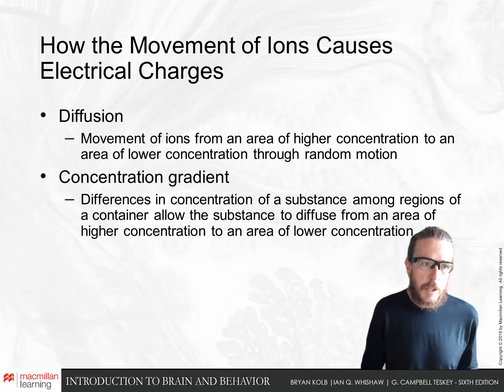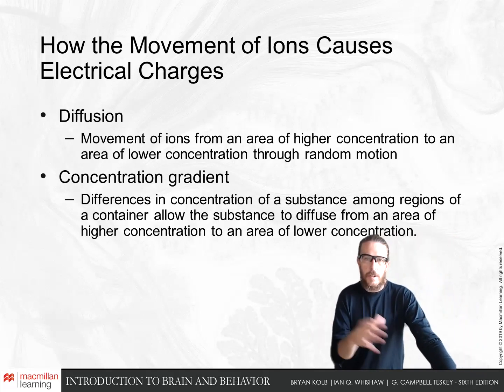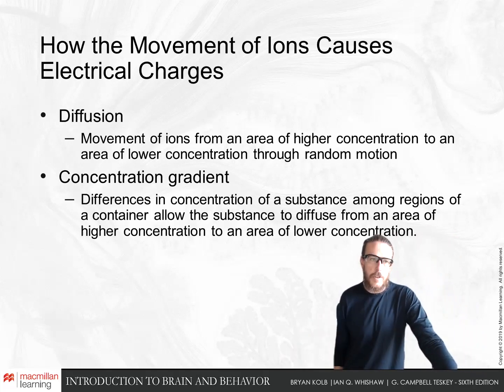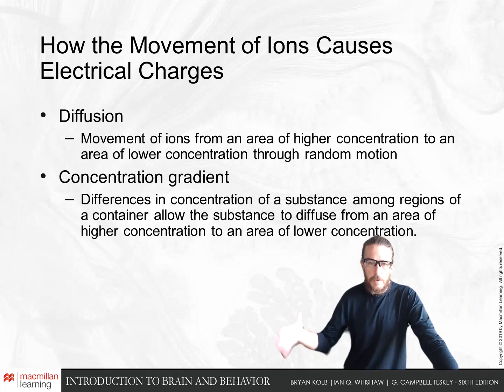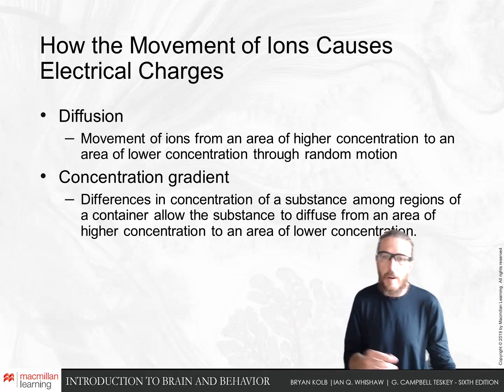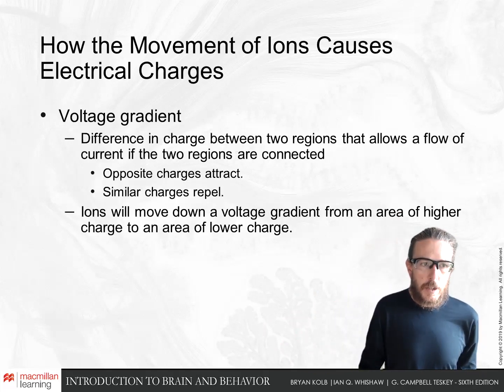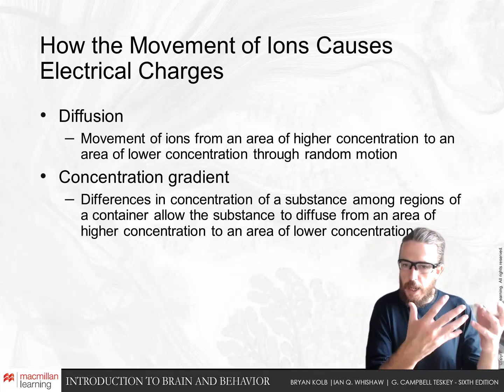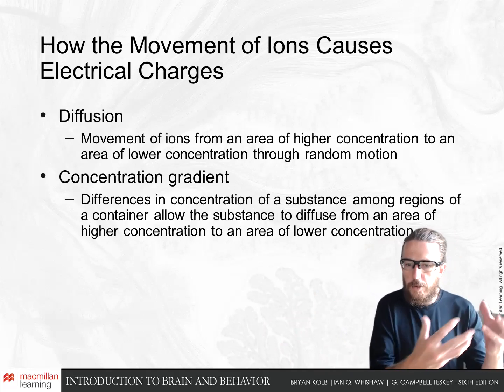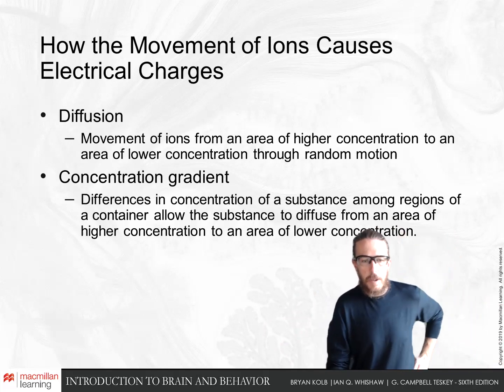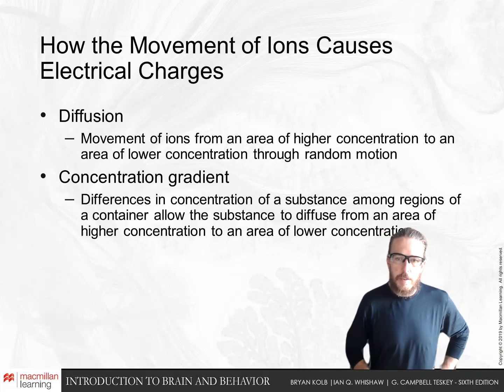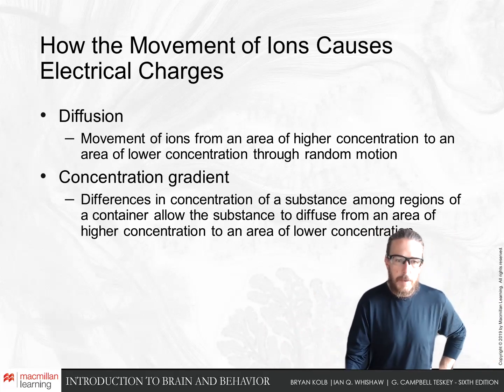Alternatively, or relatedly, the concentration gradient is the difference in concentration between two regions. And so there's potential for one particular molecule to travel from one area to another if there's more concentration in the first area than the second. So that's why it's called a gradient. You can think about it like a slide, like there's a force pulling a molecule from an area where it's densely concentrated together to an area where it would be more spread out.